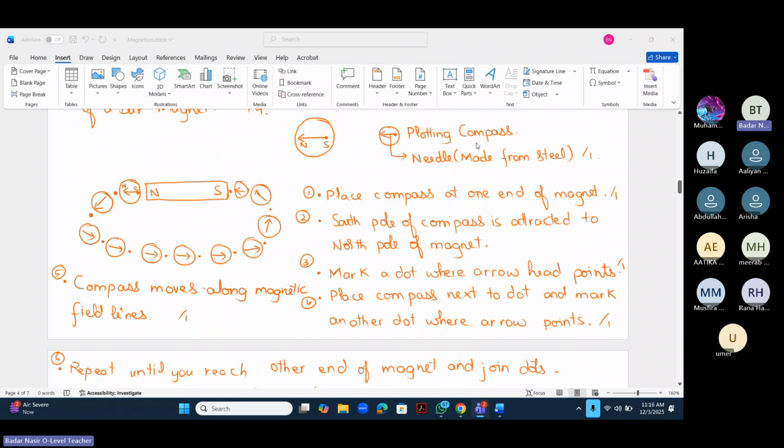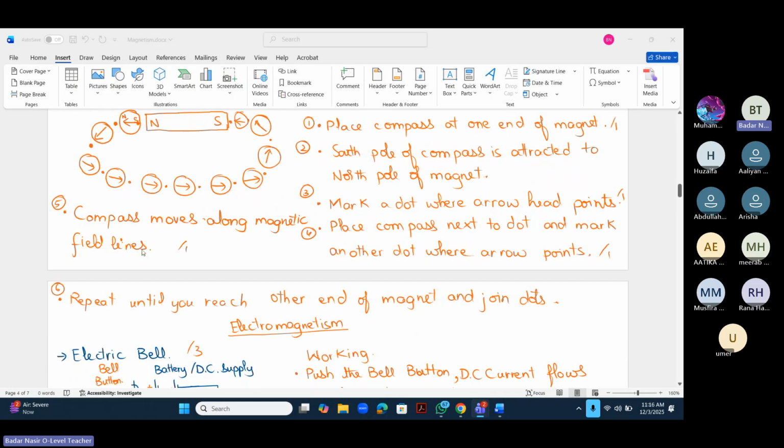Place compass at one end of magnet, south pole of compass attracted towards the north pole of magnet. Mark a dot where arrowhead points, place compass next to the dot and mark another dot where the arrow points. Compass moves along the magnetic field lines. Repeat until you reach other end of the magnet and join the dots together.